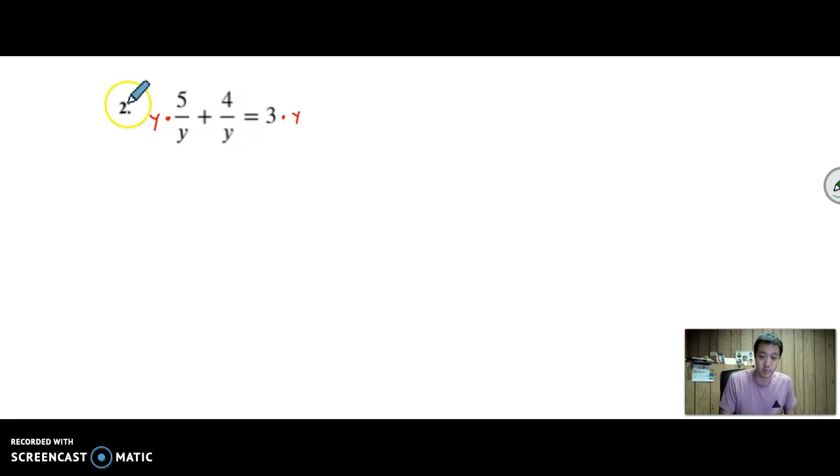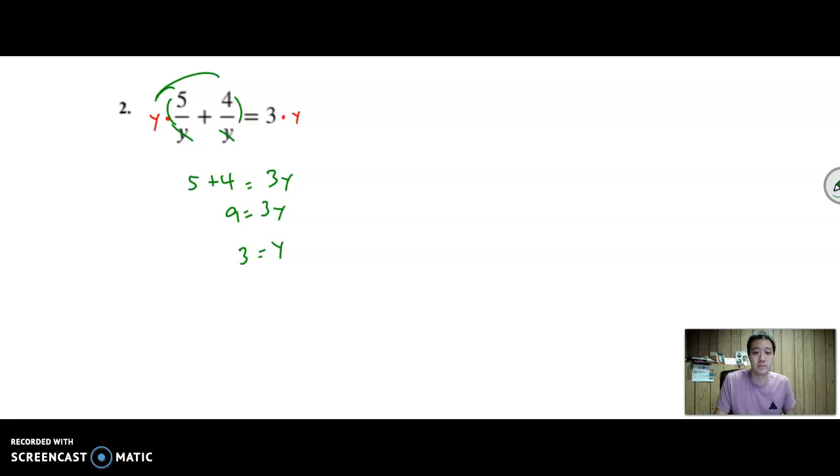And so when you multiply by y, one thing I'm going to clarify here is you multiply to the entire thing, so you distribute, right? And so when you do that, these y's are going to cancel out. So you have 5 plus 4 is equal to 3y, right? And 5 plus 4 is 9. And when you divide by 3, you get y is equal to 3, okay?